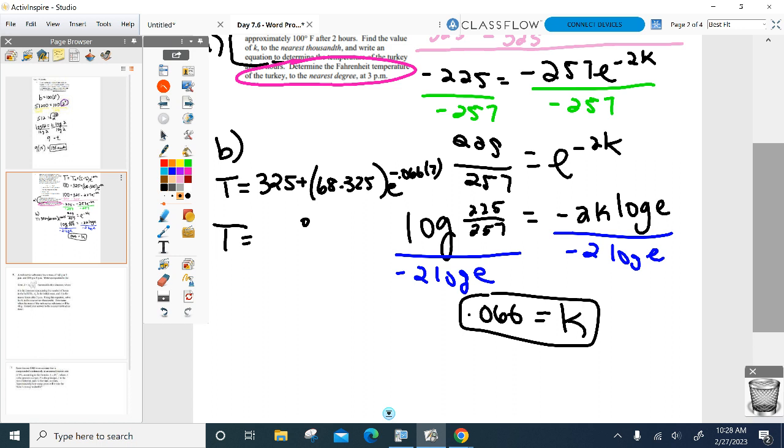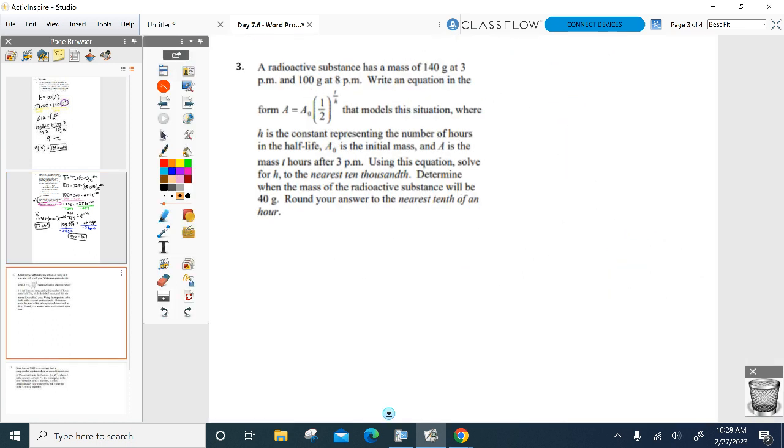Oh, 163 degree bird here. Rounded to the nearest degree. 163 degree bird. Everyone's good? Yeah, that's the toughest one right there. A lot of variables to plug in for. All right, next one here.